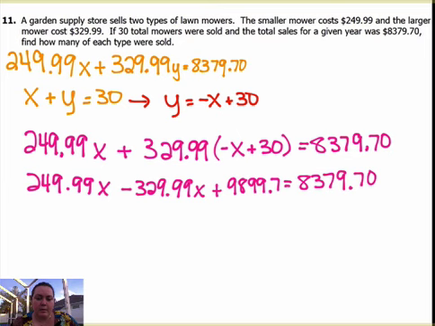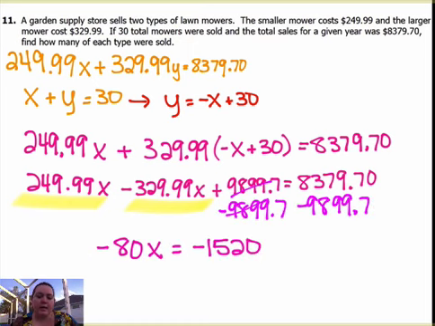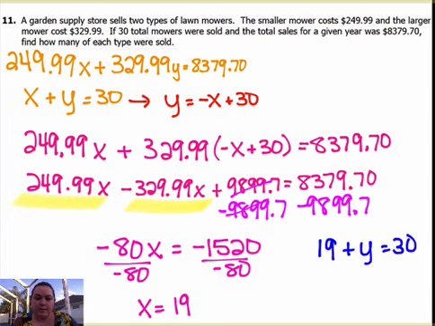And then there's some big numbers, but all I'm doing is distributing, multiplying. Then I'm going to combine like terms, and I'm going to subtract the 9,899 on both sides. So I get negative 80x equals negative 1,520. Divide by negative 80, and I get x equals 19. Now that I know what x is, I'm going to plug it into the smaller equation to save me some time. 19 plus y equals 30, subtract 19, so y equals 11.